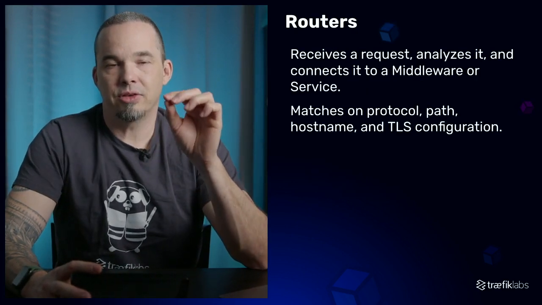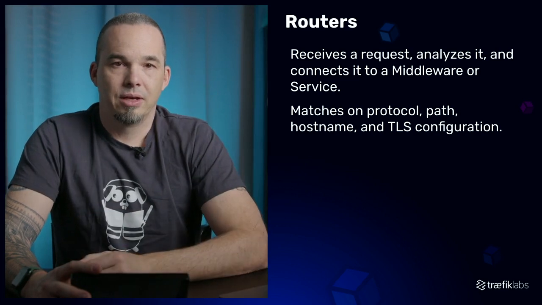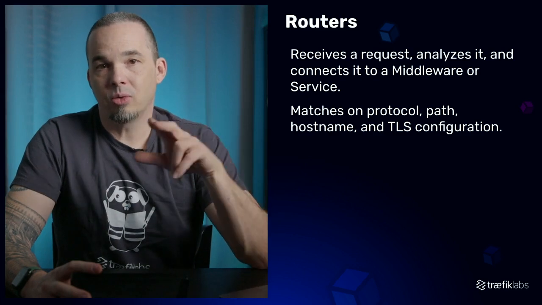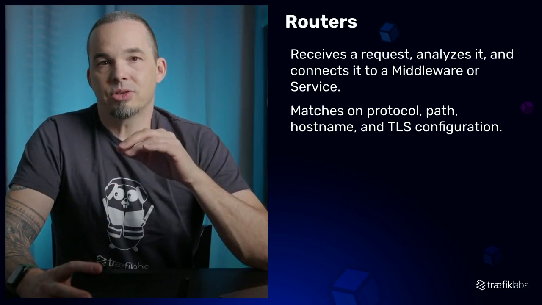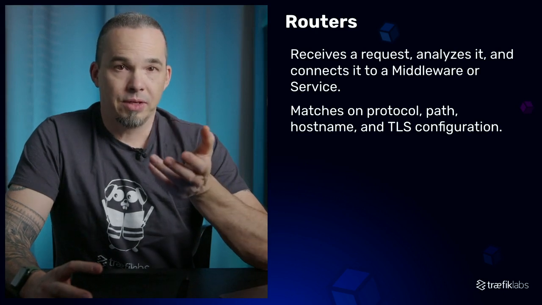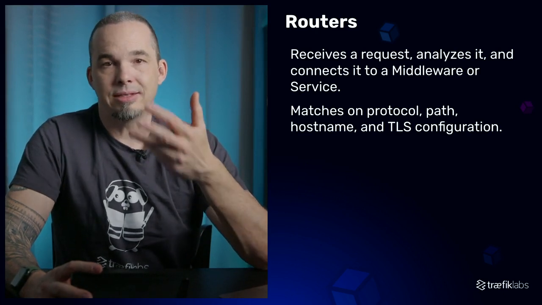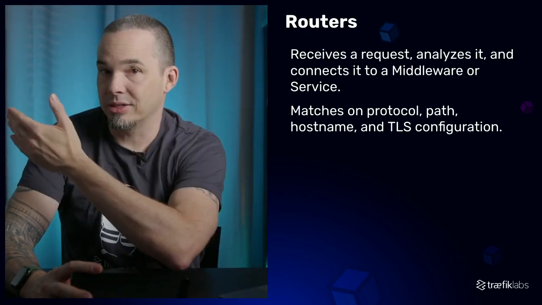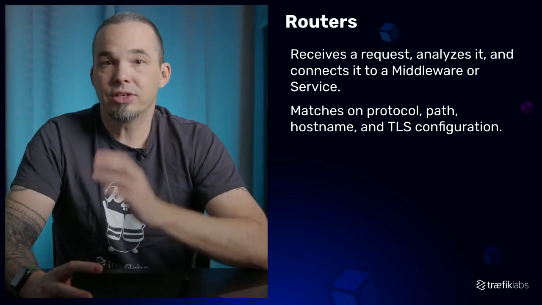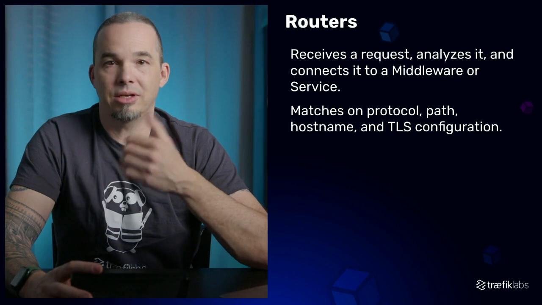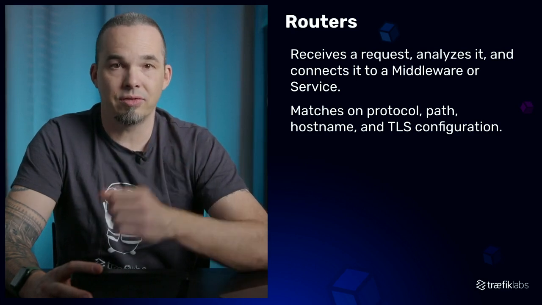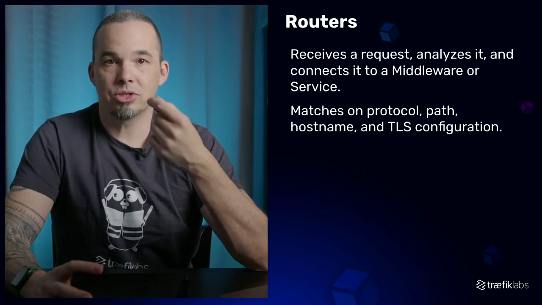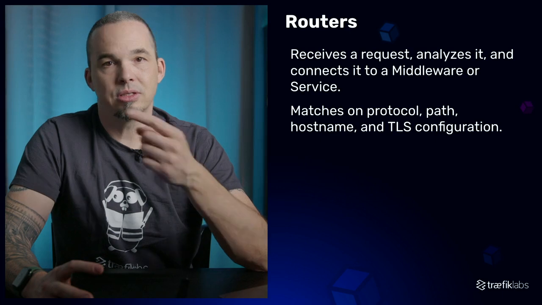The first of our dynamic configuration resources is a router. A router receives a request, analyzes it, and connects it to a middleware or service. Once traffic enters on the entry point, it's received by a router. This looks at protocol, path, hostname, and TLS configuration, and then it decides what to do with it. If it's a TCP router, then it just passes it through, maybe doing TLS termination. If it's an HTTP router, then it can make decisions based on SNI header, path, hostname, and other layer 7 attributes. In its default configuration, a router passes the request to a service, but it can also pass the request to middleware.